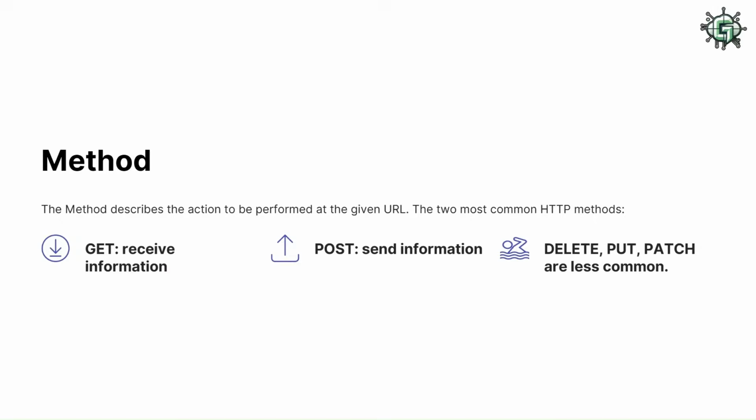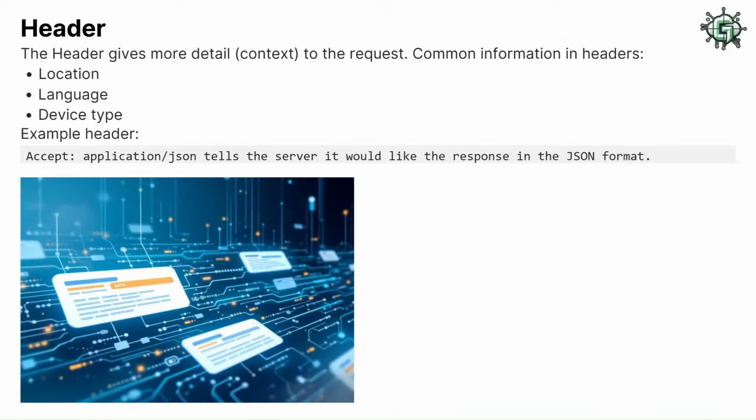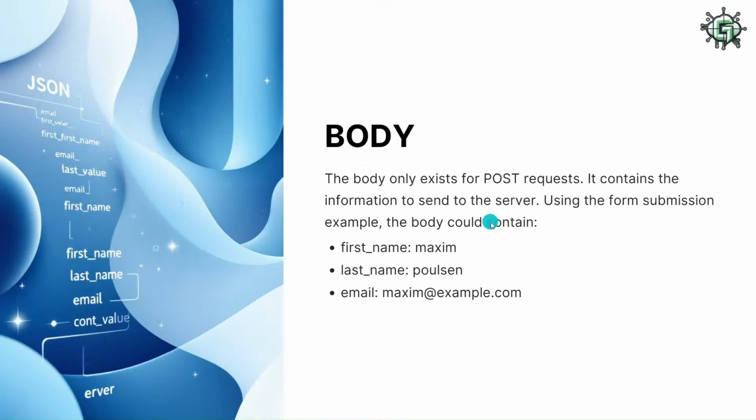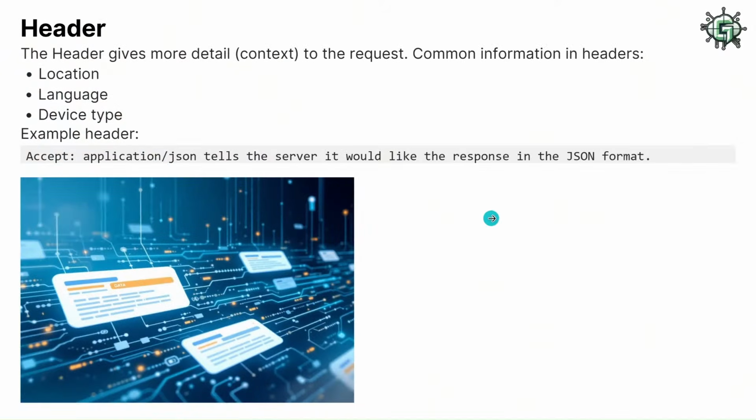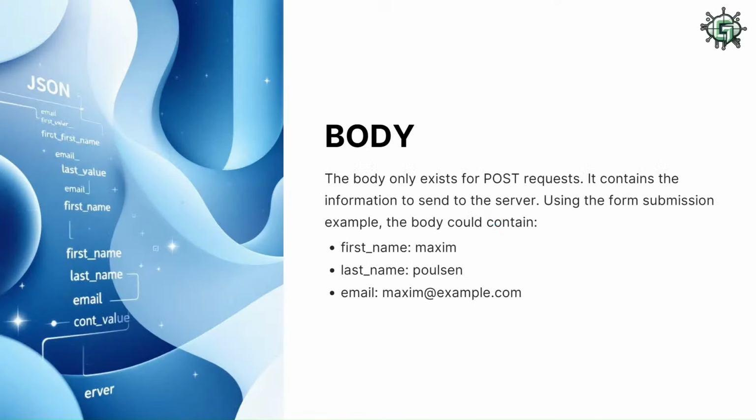Next, we will have a header. The header gives more detail to the request, like location, language, device type, and so on. A header can be written in JSON format. It is one format used to write and describe the API. The body only appears for post requests. It contains the actual data you want to send. For example, a form submits your info: first name, last name, email. The body is basically the payload of your request, the content you are delivering to the server.